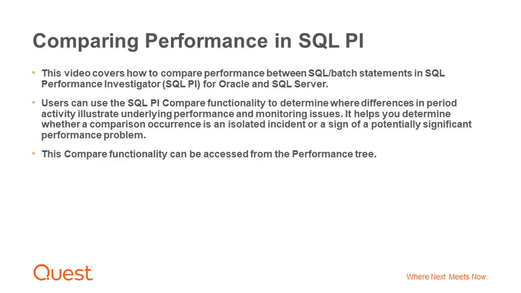This video covers how to compare performance between SQL batch statements in SQL Performance Investigator, SQL PI, for Oracle and SQL Server. Users can use the SQL PI compare functionality to determine where differences in period activity illustrate underlying performance and monitoring issues. It helps you determine whether a comparison occurrence is an isolated incident or a sign of a potentially significant performance problem. This compare functionality can be accessed from the performance tree.